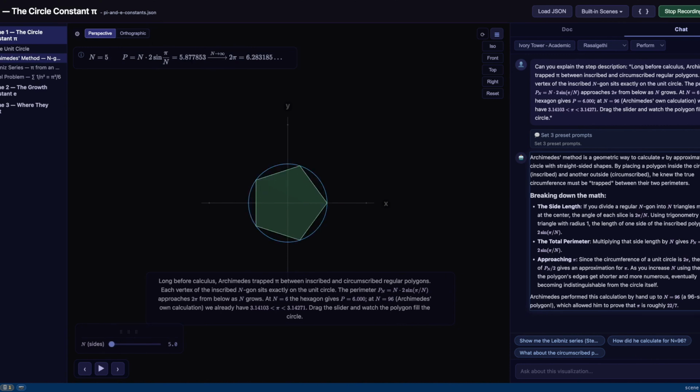Consider, if you will, a detailed examination of the mathematics involved. First, the side length. Should one divide a regular n-gon into n triangles, emanating from the center, the angle subtended by each slice becomes 2 pi over n. Employing trigonometry on a triangle possessing a radius of unity, the length of one side of the inscribed polygon is precisely 2 sine of pi over n.